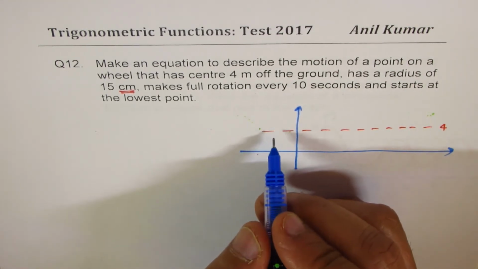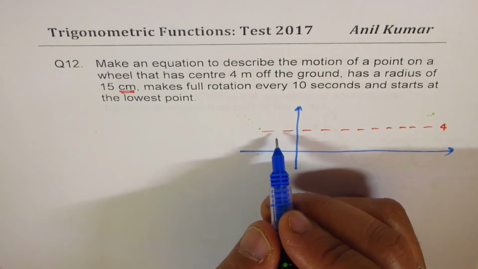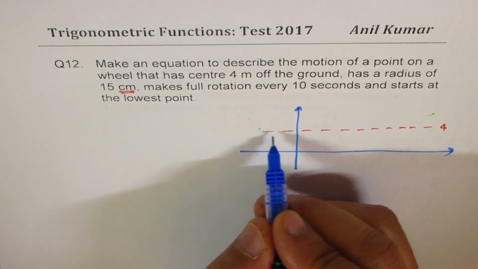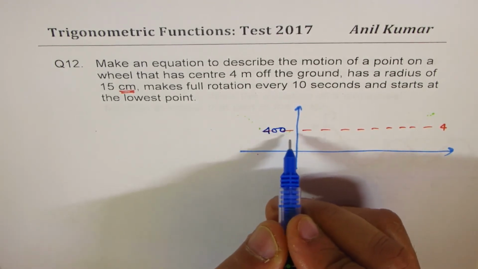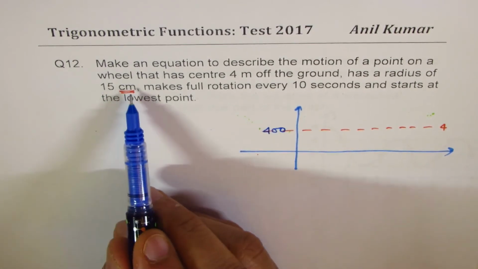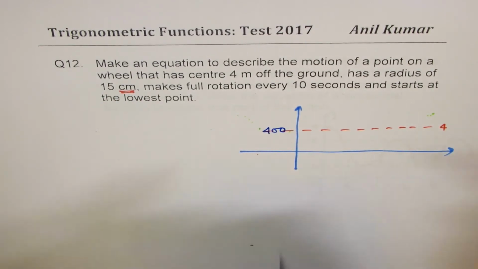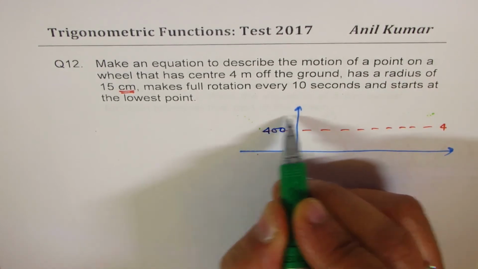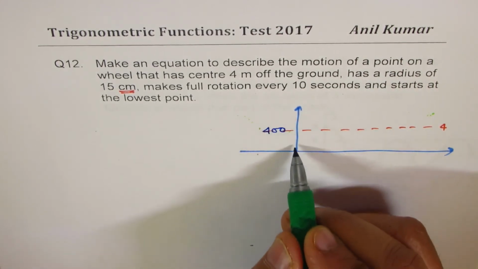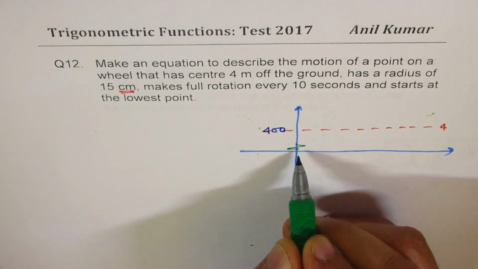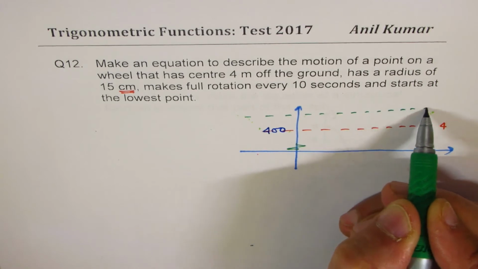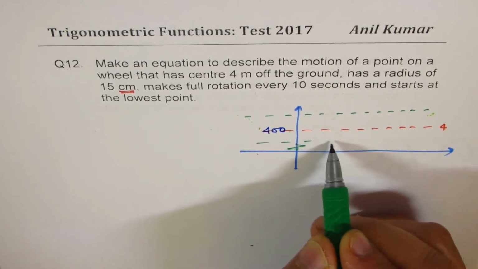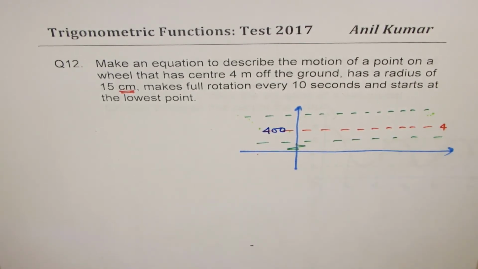That really means if you write in centimeters, it is going to be 400 centimeters, so let me write this as 400 now. We are writing in centimeters. Now 15 is a very small value, but think like this: radius of 15, let's make it not to scale. Let's break the scale from here. Does that make sense? So the maximum will go 15 centimeters above and 15 below. Is it okay?